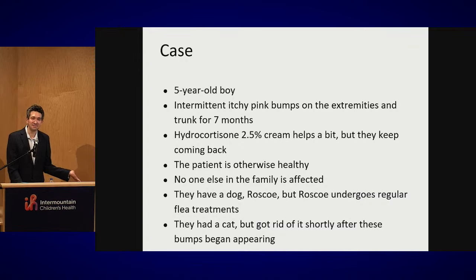They have a dog named Roscoe. Roscoe undergoes regular flea treatments. They used to have a cat, but they worried that the cat was the problem, so they got rid of the cat. This is a theme I see sometimes. The dog stays, but the cat goes. What's the deal? Do we not like cats?